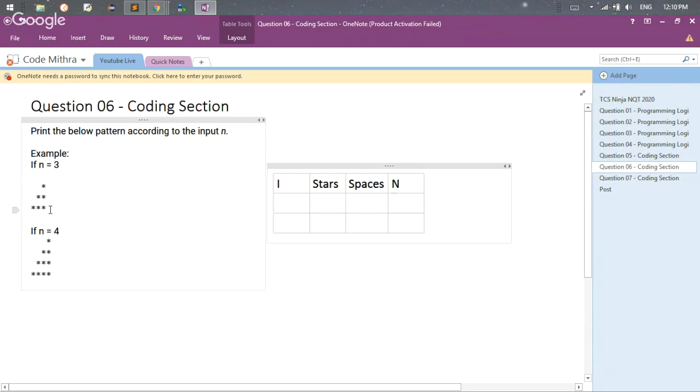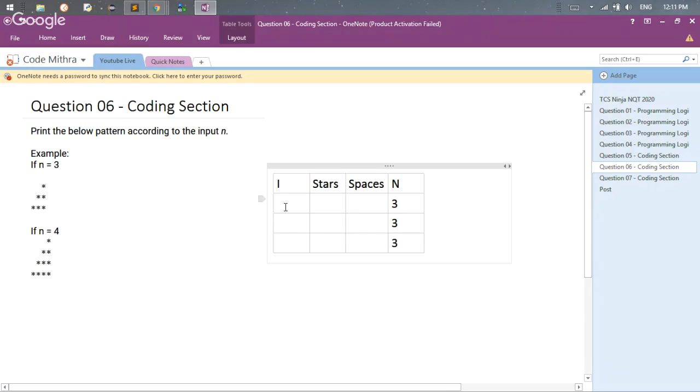Now, if you observe this particular pattern, what they are asking us to do is, for the first line, we need to print 2 spaces. For the second line, we need to print 1 space. And for the third line, there is no space, right? So what I have done is taken one table which says which row I'm going to print, how many stars I'm going to print in that row, how many spaces, and what is the value of n. Actually, the value of n will be constant, right? The value of n is 3 all the time, right?